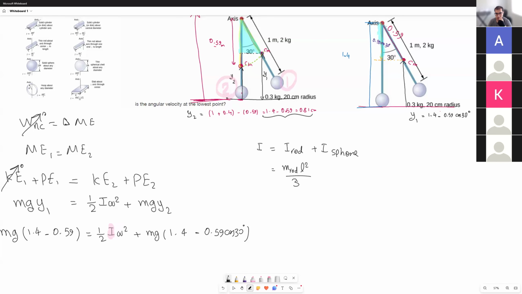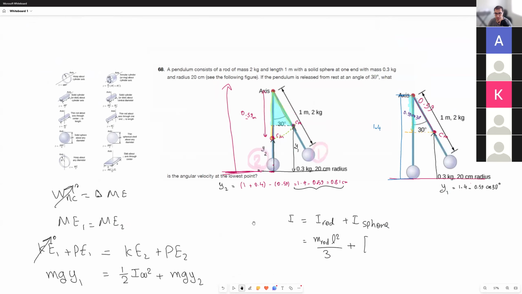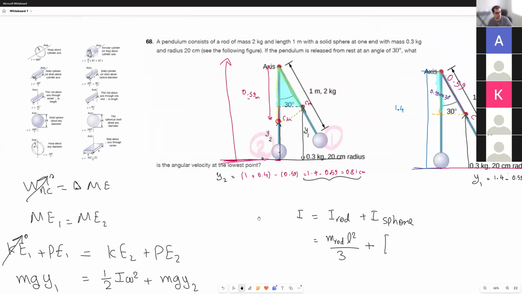Moment of inertia of the whole system. The whole system is going to be what you have. You have two objects. If you have three objects, you have to add up the moment of inertia of all three of them. But here you have two: the moment of inertia of the rod plus the moment of inertia of the sphere. That's the moment of inertia of the rod. And now the moment of inertia of the sphere. Look at the picture and tell me if you have something from the table that can help you.